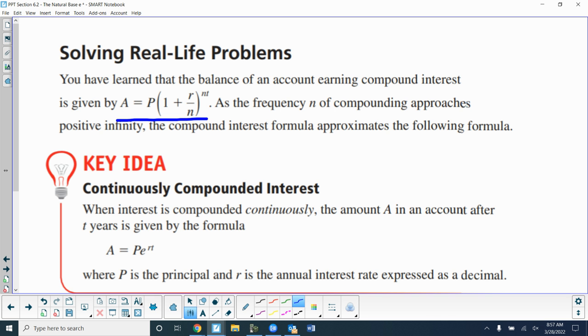And N told us how many times it was compounded in a year. If it was weekly, what was that N number? 52, right? Not how many days in a week, how many weeks in a year. This is per year. If it was monthly, how many months in a year? 12. If it was daily, 365, right? And then T represented the number of years.